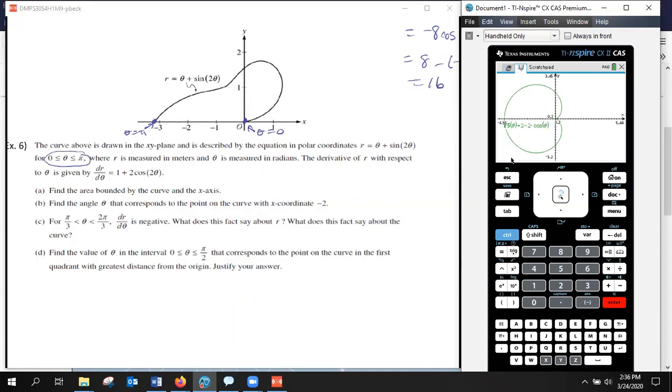So the area bounded by the curve and the x-axis, we are going to say for part A, our area is 1/2 the integral from 0 to pi r squared d theta. This is where I normally say the AP is going to allow you to just leave it in that terminology because it has formally defined what r is.